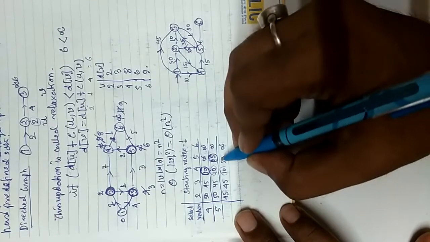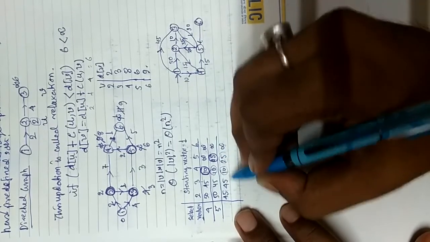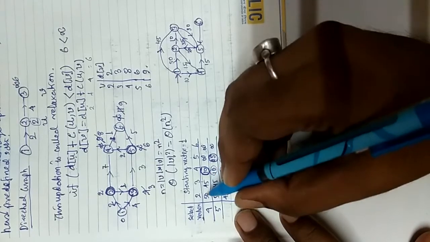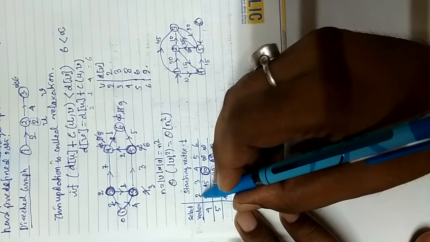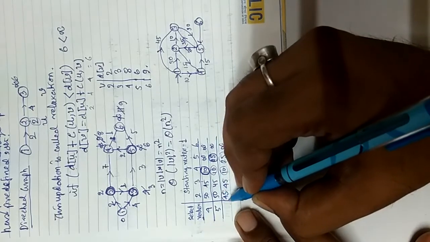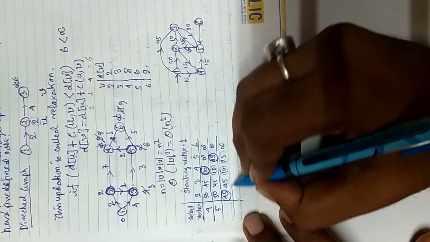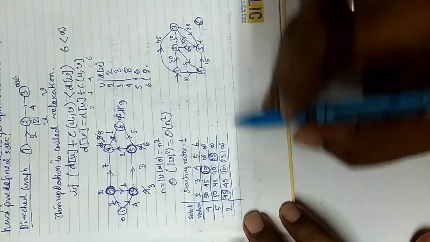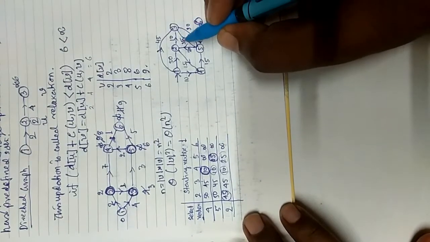So these two have been selected already. Let us consider among these two. You can select either node 2 or node 3. So let us select node 2. Okay, so node 2 is selected. Now let us see after selecting node 2 what are the minimum costs.